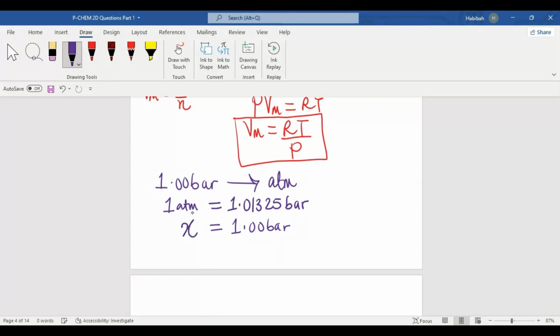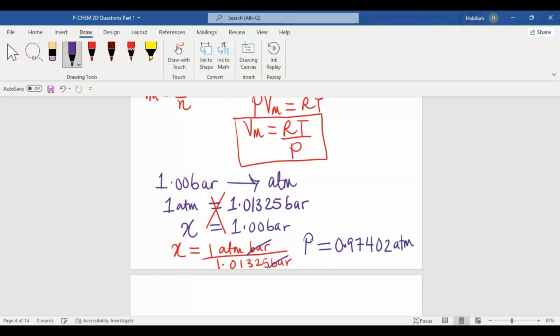So hence 1.00 bar would give you how many atmospheres? Let's use the unknown value x. We're going to use the proportionality method to find the value of 1.00 bar in atmospheres. So x equals 1 atmosphere divided by 1.01325 bar. Of course, when you have similar units, you can cancel them out, so that's 1 atmosphere divided by 1.01325. So that pressure is going to be 0.97402 atmospheres. So we have that pressure in terms of atmospheres.